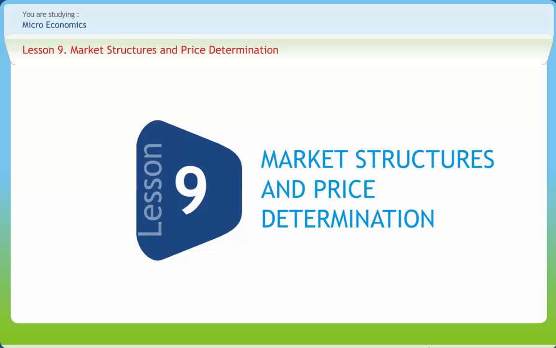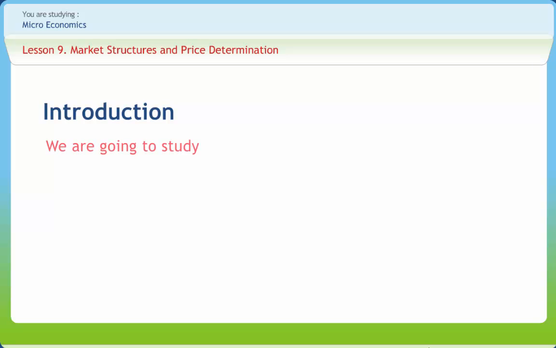Market structures and price determination. So firstly, we should know the meaning of market.